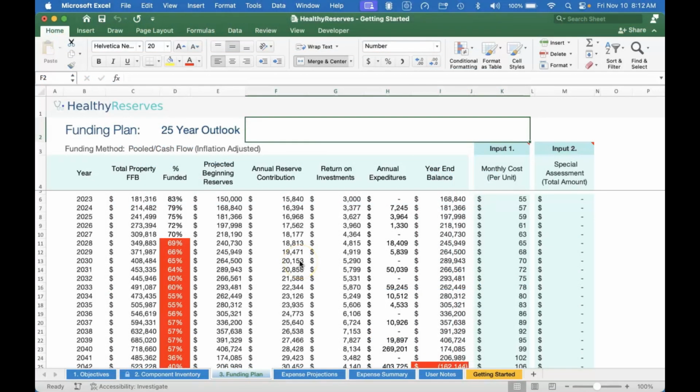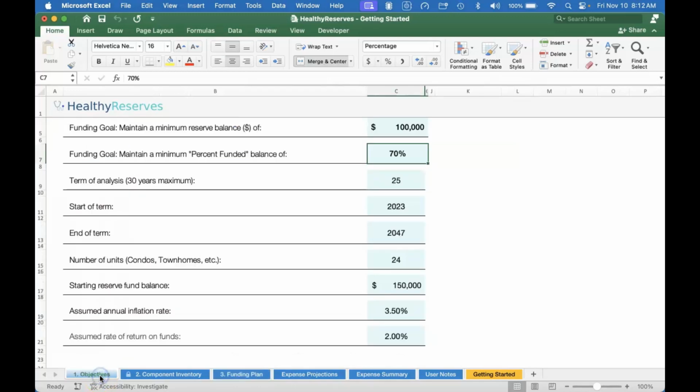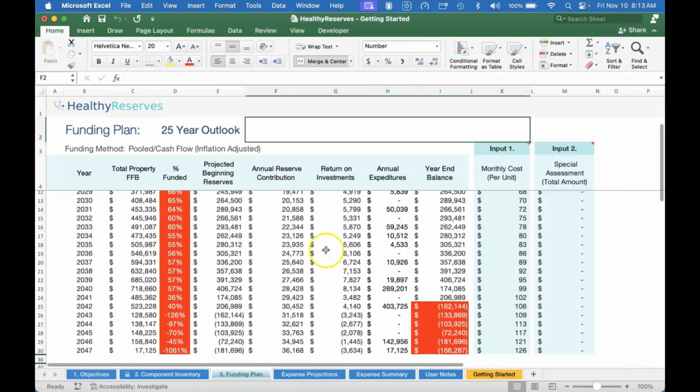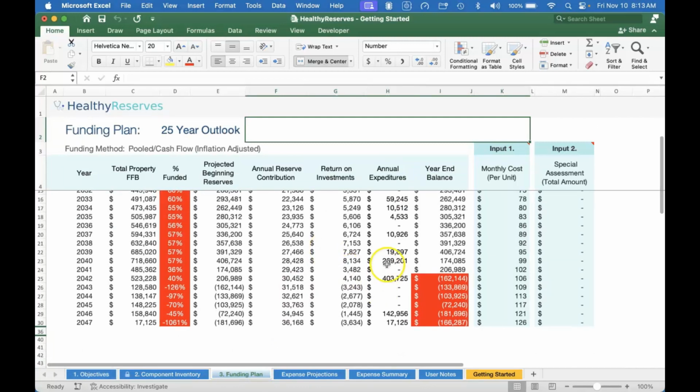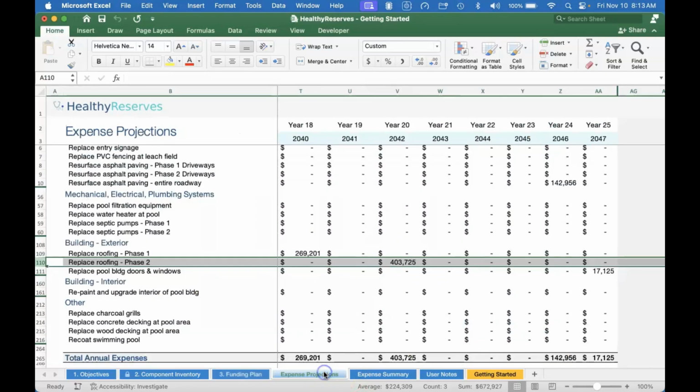In our Getting Started example, you can see we have some immediate areas of concern highlighted in red based on the objectives that we set back in step 1. As you recall, we set an objective to maintain a minimum balance of $100,000 and also maintain a minimum percent funded balance of 70%. Going back to our funding plan, we can start to take a look at what's driving this shortfall. As you can see, we've got a couple of big expenses out in the 2040 range. So let's take a look at what they are.